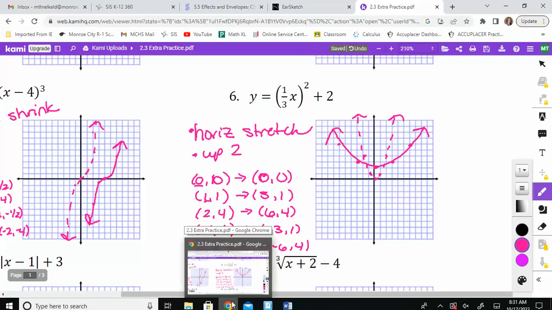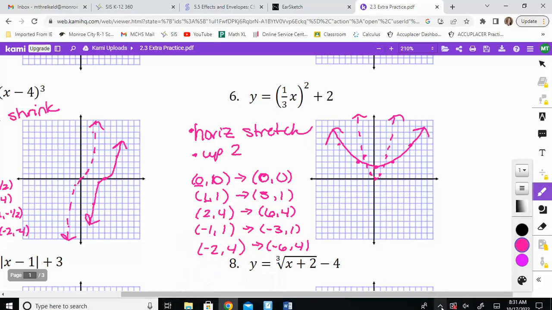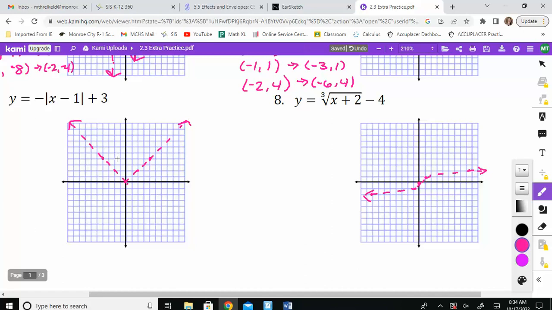And I want you guys to try the last 2 for me. Alright, so the first one, our parent function is the absolute value, so that's your V-shaped. What's the negative out in front do? What's the -1 do? Right 1. Up 3. And +3 is up 3.